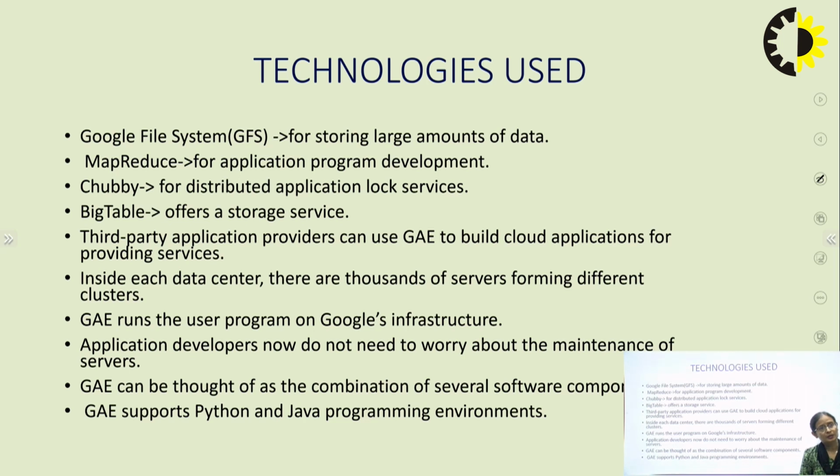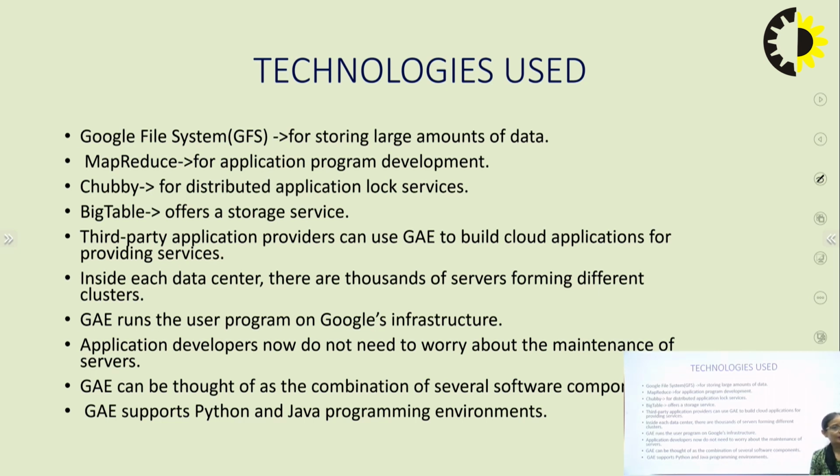Now the next is technologies used. That is what technologies are running behind GAE. The first and the very foremost is your file system. Google has its own file system, that is GFS, which is meant for storing large amounts of data. Another important technology is MapReduce, which is required for the application program development environment. Chubby, that is for distributed application lock services. Bigtable, it offers a storage service.